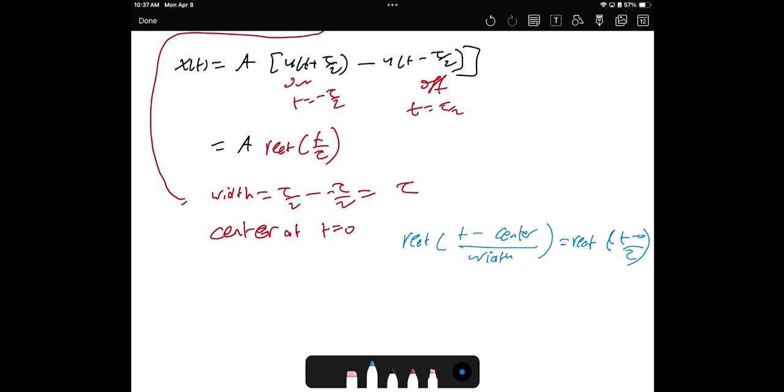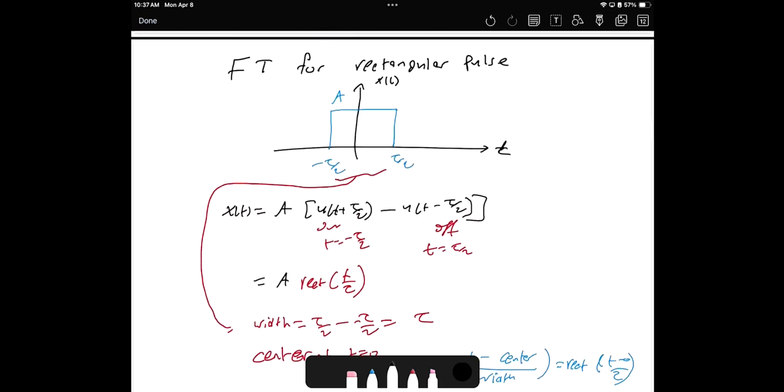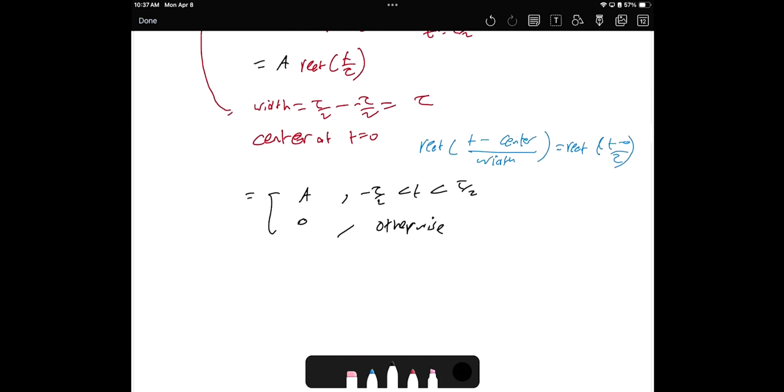So no matter if we write it as rect or as a step function, it can be fine. Or you can write it as any equation, like A when t is between negative tau over 2 and tau over 2, and 0 otherwise. Whatever. Okay? That's how we convert this waveform into a time domain expression. So we just need to make sure that we know how to convert this into a time domain expression.